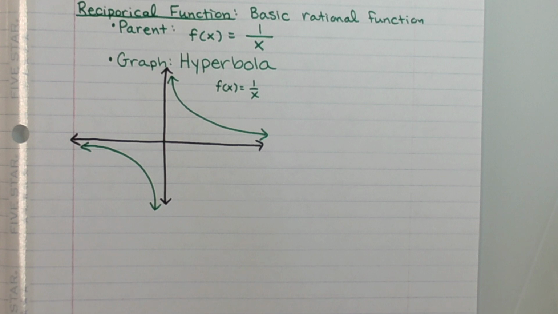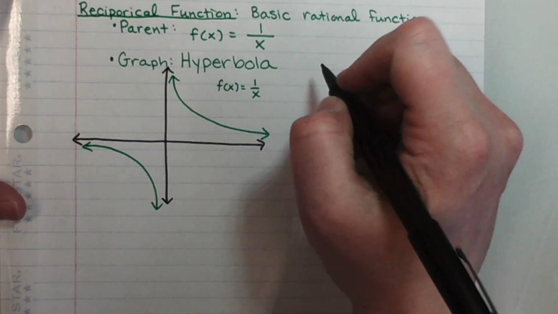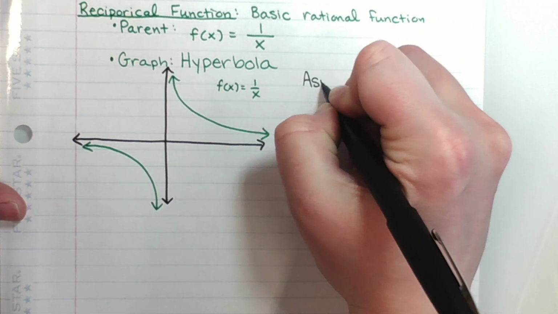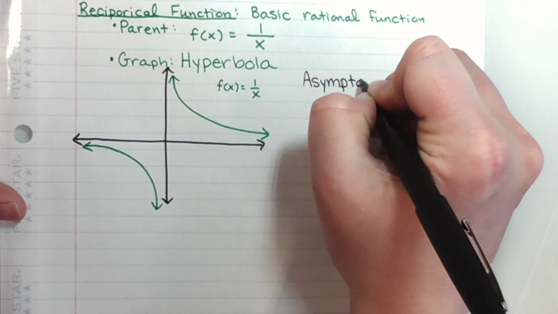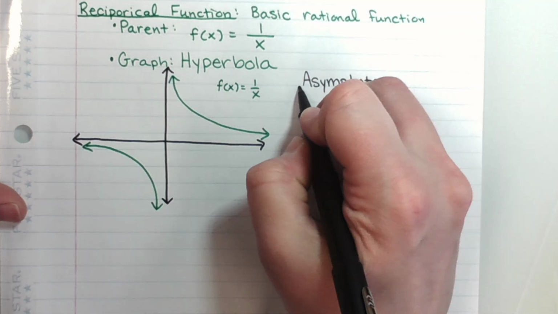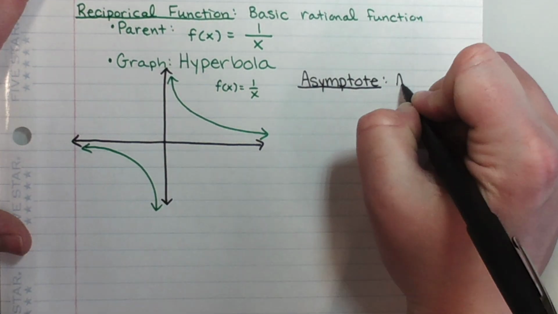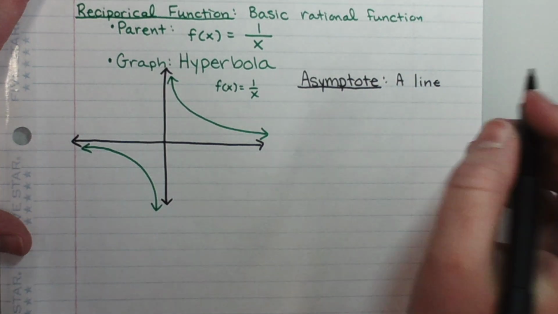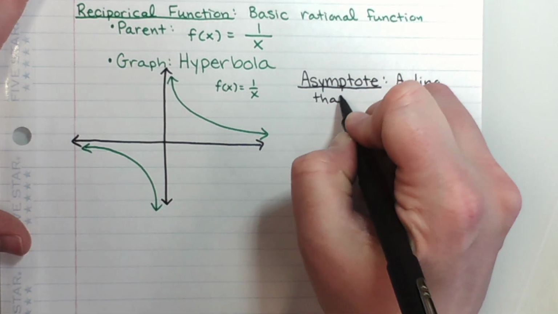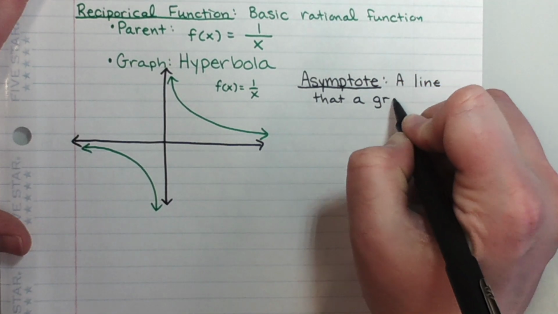This graph, the parent function, will never touch the x and the y-axis because on the x and y-axis of this graph is something known as an asymptote. Now, you've talked about asymptotes before. It's been a minute. Would have been 9th grade the last time you talked about an asymptote. But an asymptote is a line that a graph approaches but never touches.